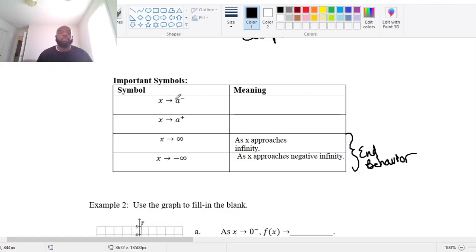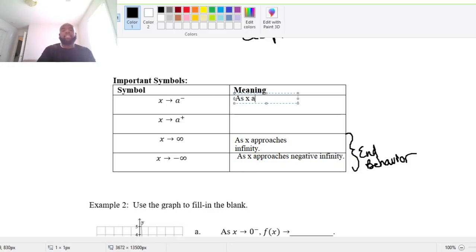And so when we have x approaches a with that negative sign as a superscript, and x approaches a with that positive sign as a superscript, a is always going to be a distinct number. So it's not going to be infinity or negative infinity, but some finite number like 5 or negative 3 or 7, right? Then what this means is as x approaches a, and we give the extra specification that the negative sign is from the left of a, and when you have that plus sign, it's as x approaches a from the right of a, right?